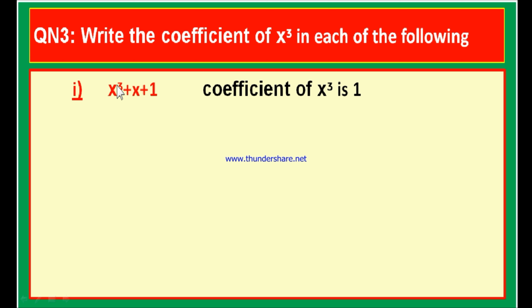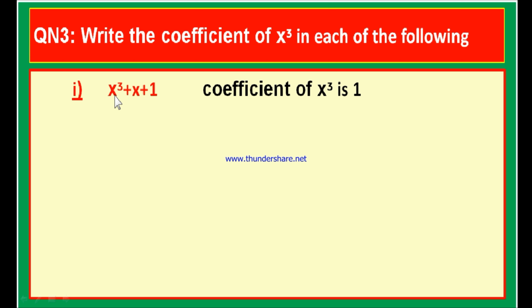In this x cube, what is the coefficient? Do you know what is meant by coefficient? Coefficient means the number or a letter which is just before x cube or which may multiply x cube. Here, as there is no value, it means that it is 1 into x cube. Therefore, the coefficient of x cube is 1.